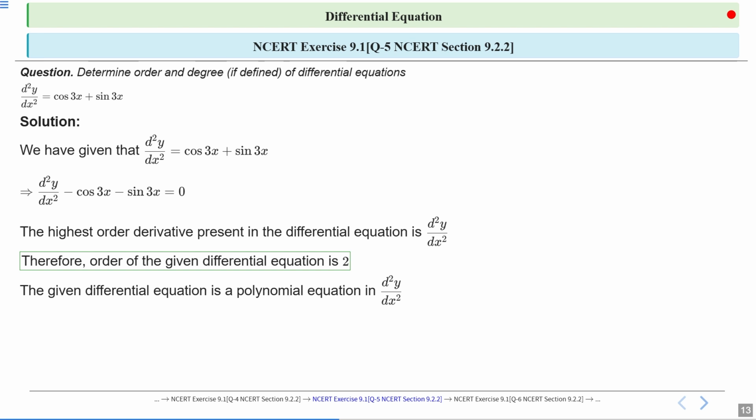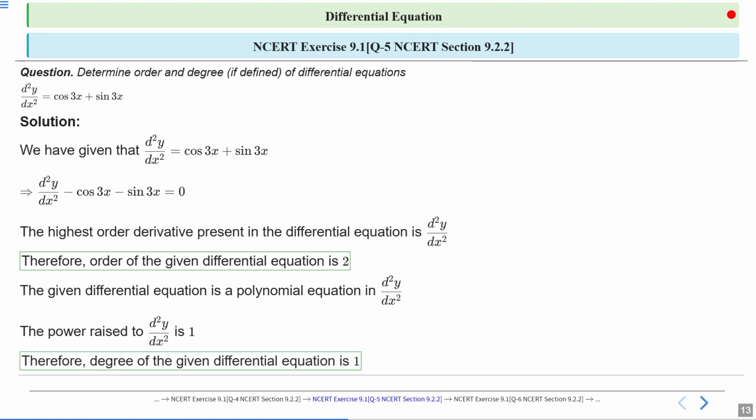To define degree, the differential equation must be a polynomial with respect to the derivative terms. So the degree of this differential equation is defined, because there is cos 3x and sin 3x, not cos of dy/dx or sin of d²y/dx². So this given differential equation is a polynomial equation in d²y/dx², and the power of d²y/dx² is 1. So the degree of this differential equation is also 1. Clear? Okay.